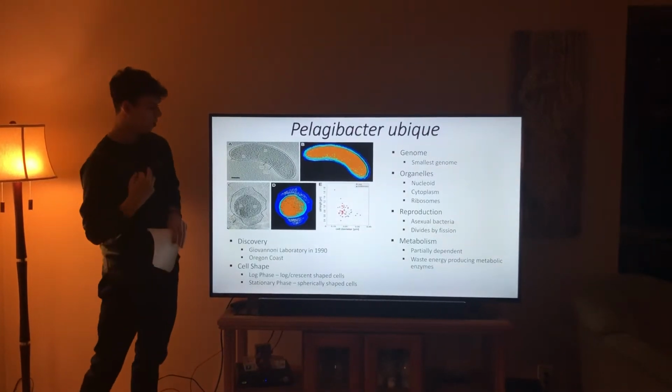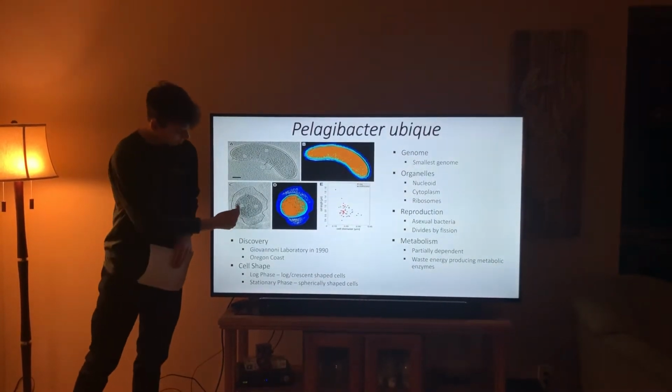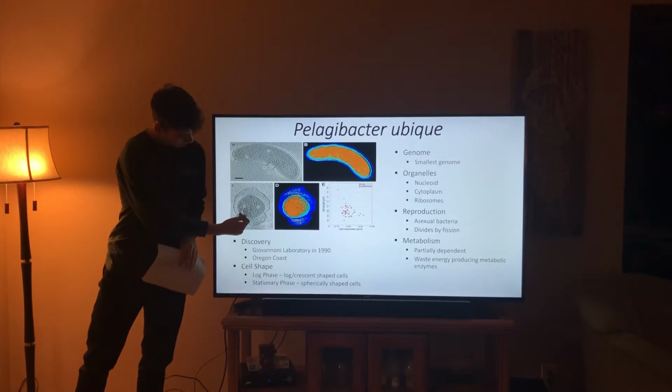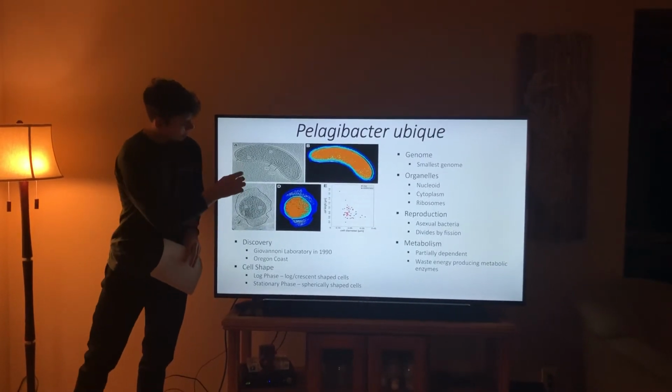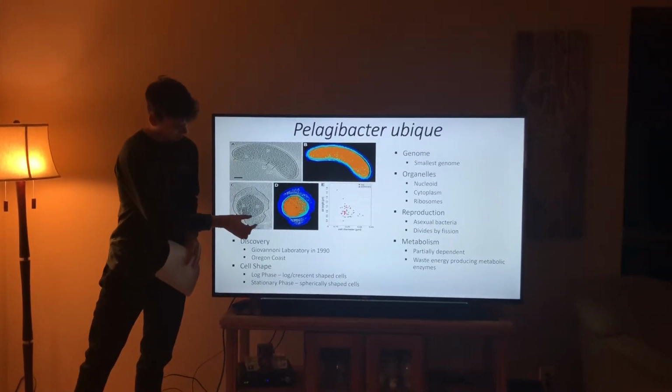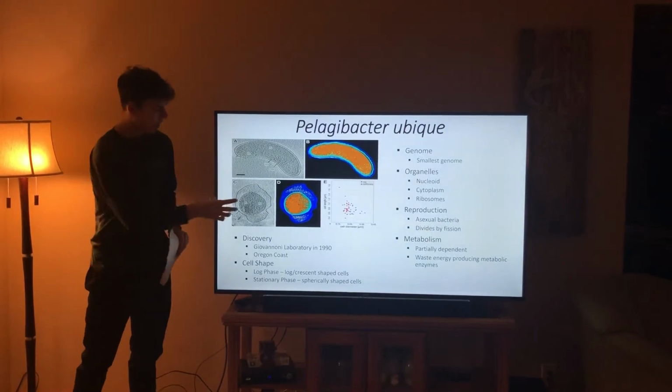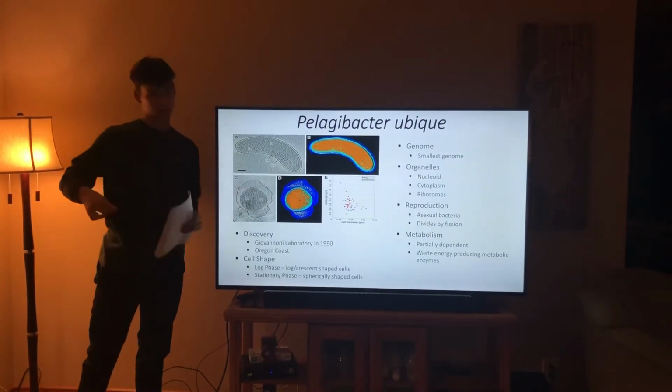Pictures C and D show it during stationary phase. So your ribosomes are on this side, the nucleoid is on that side, and as you can see, the periplasmic space is obviously larger as the cytoplasm is increasingly smaller.